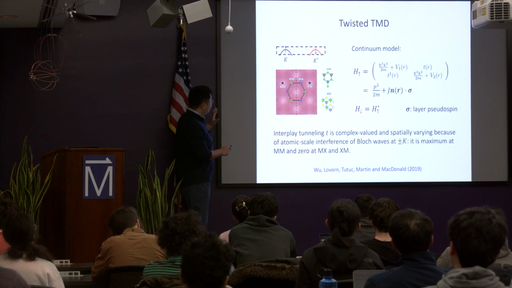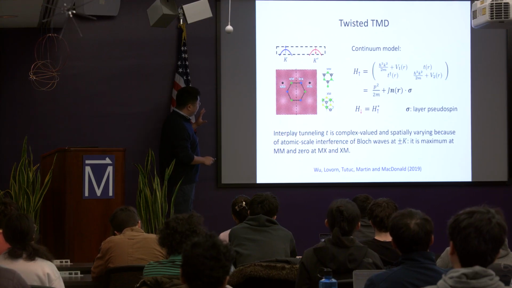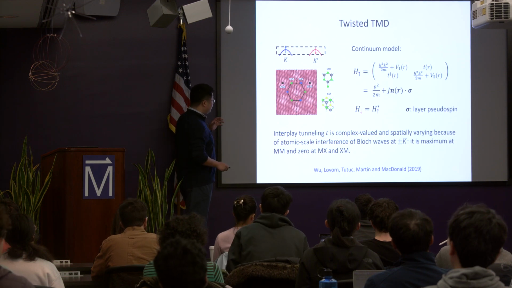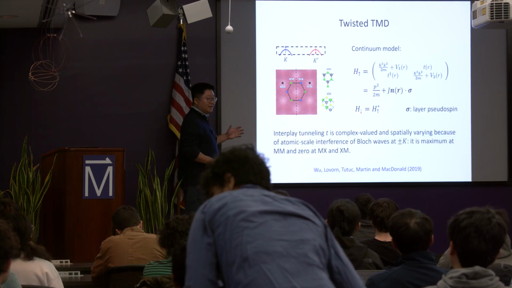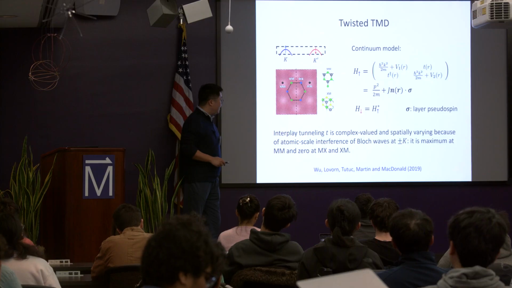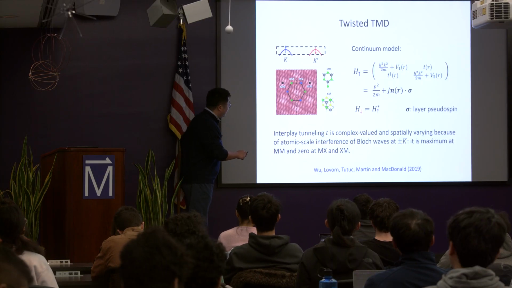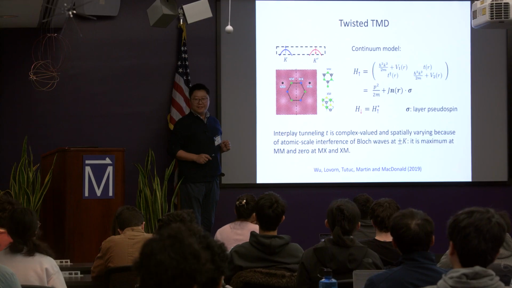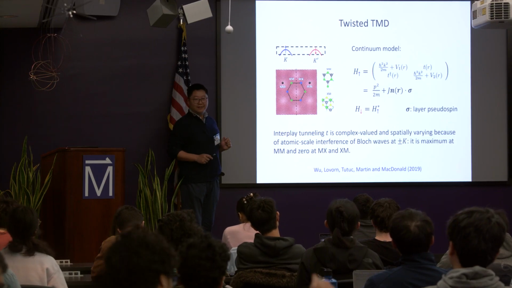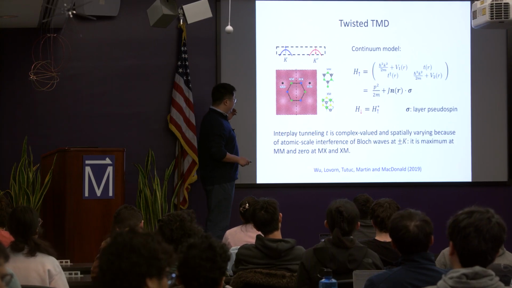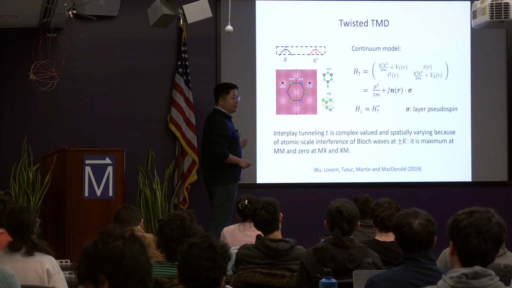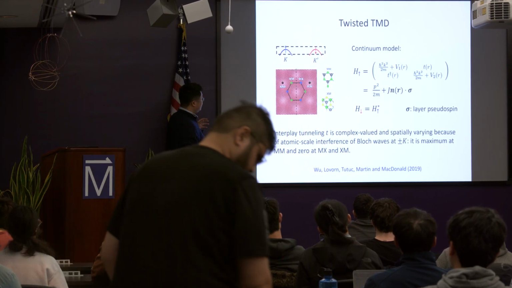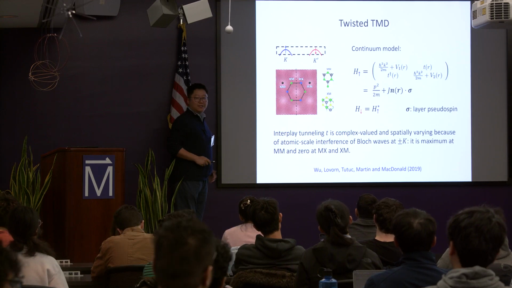But because the Bloch wave function of states near the K point carries this phase factor e to the i k dot r, it's rapidly varying on the atomic scale. So the Bloch wave function amplitude on the three metal atoms all have different phases, 120 degrees apart from each other. Because of that, the tunneling has destructive interference, so the tunneling amplitude completely vanishes in the XM and MX spots.